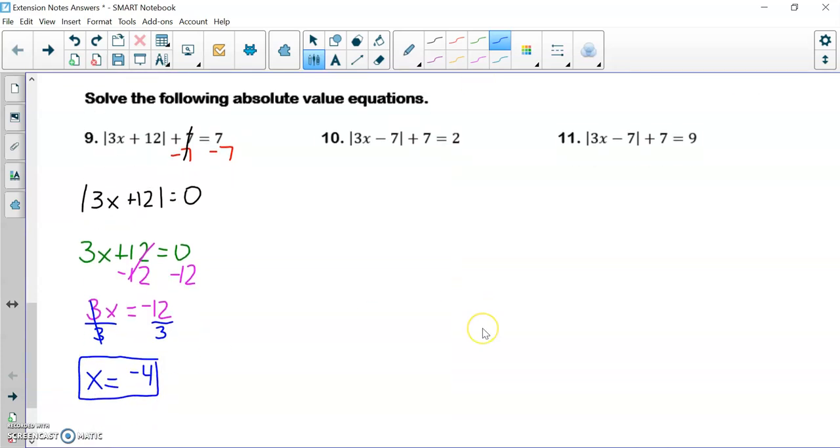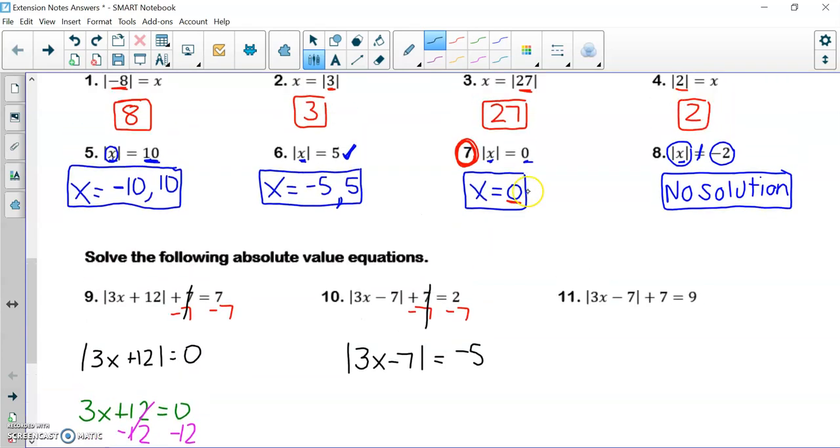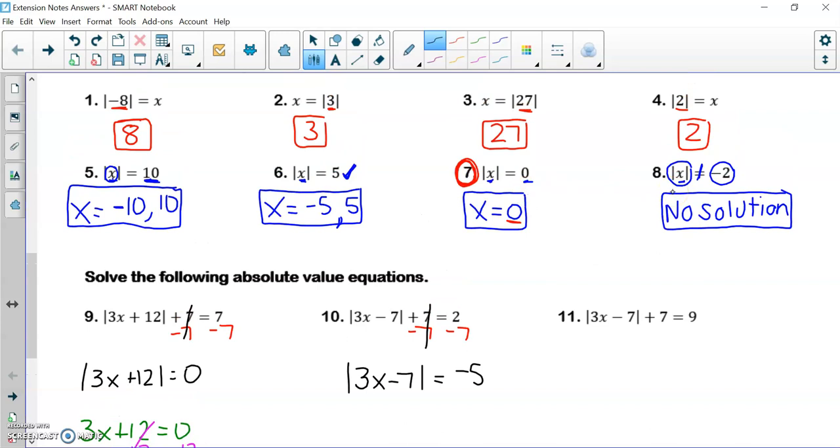All right. Number 10, we also have a +7 on the outside of our absolute values. So we first need to isolate our absolute values. I'm going to add 7 to both sides. Sorry, subtract 7 from both sides. And I wind up with the absolute value of 3x minus 7 is equal to a negative 5. Now I'm going to bring you back up to number 8 for a moment.